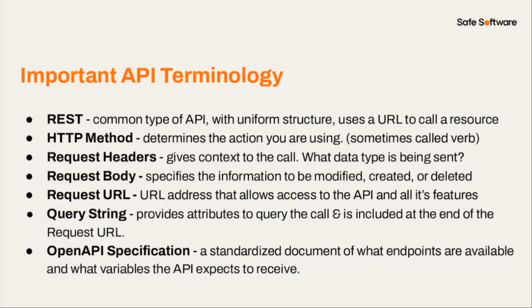The request headers give context to the call of what data type is being sent. The request body specifies the information to be modified, created, or deleted, and is only available for certain methods. The request URL is the URL address that allows access to the API and all of its features. It's also sometimes called the endpoint. And the query string provides attributes to query the call and is included at the end of the request URL. And then we also have the OpenAPI specification that we'll talk about, which is a standardized document of what endpoints are available and what variables the API expects to receive.